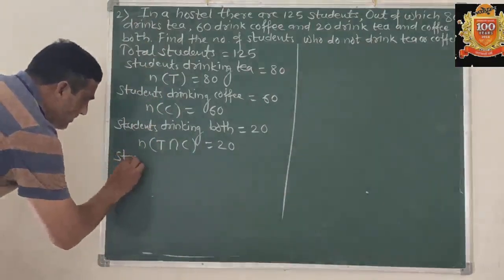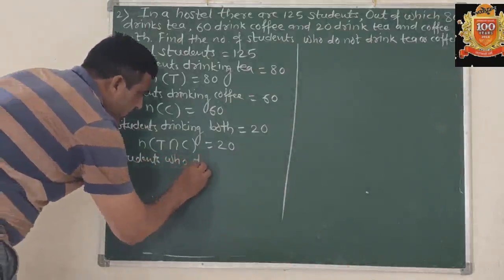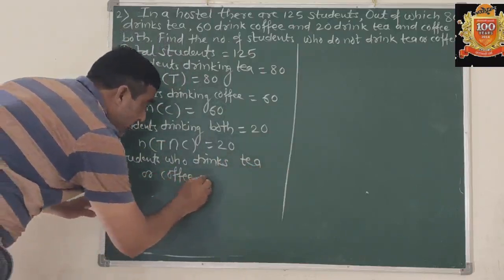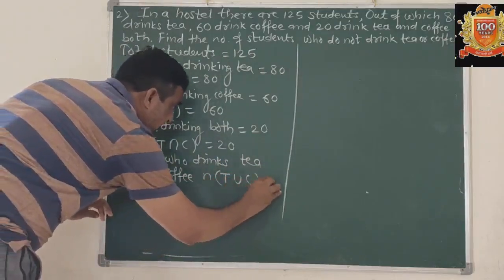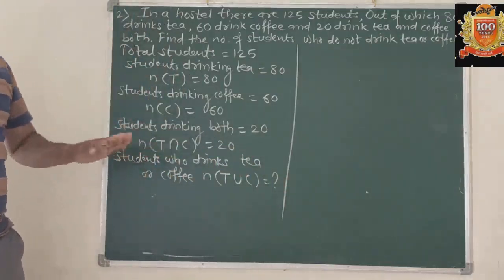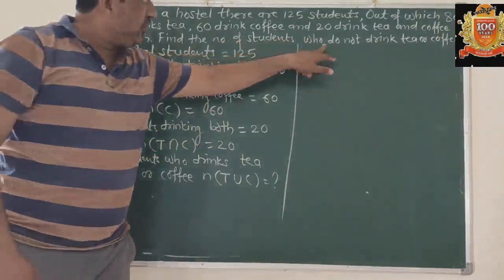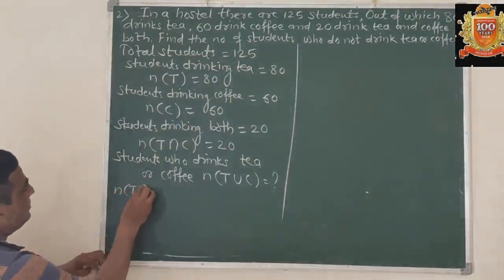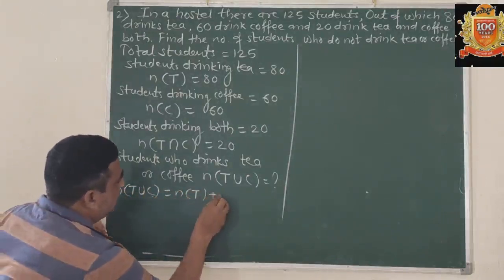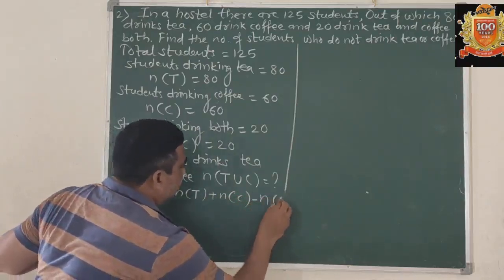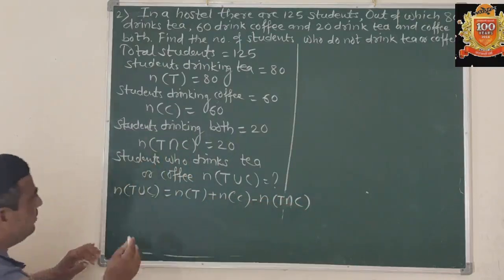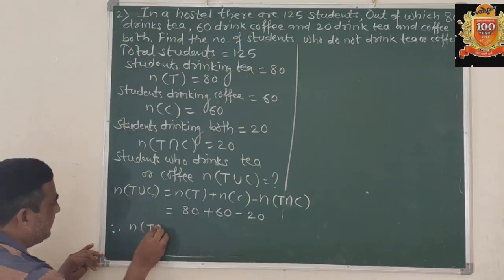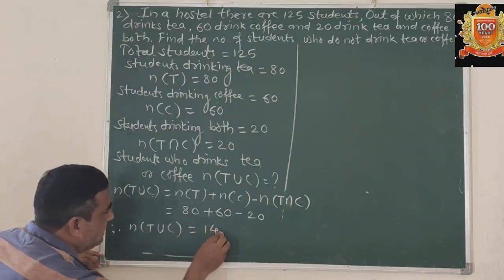So here, students who drink tea or coffee. So here, or means what? That is T union C. That is the question. Here, first of all, you have to find out students who drink tea or coffee. Actually, you want to find not, but first of all, you have to find out the or. So as we know the formula, number of elements in T union C is equal to number of elements in T plus number of elements in C minus number of elements in T intersection C. Now, in this, put down values. 80 plus 60 minus 20. Therefore, number of elements in T union C, that is equal to 140 minus 20.